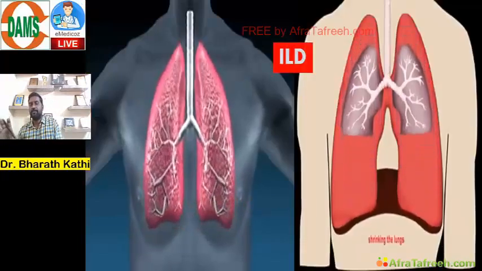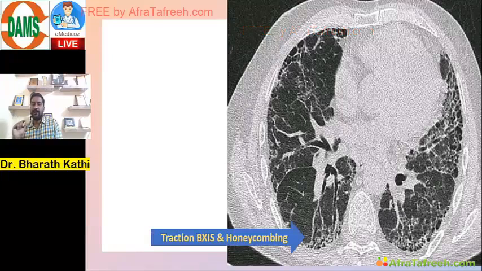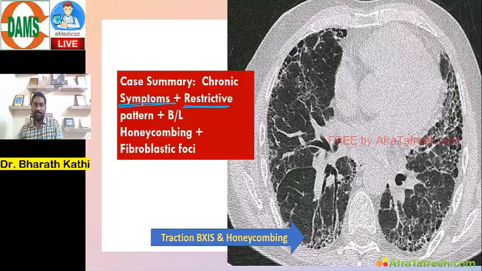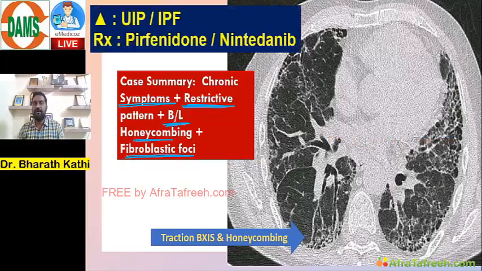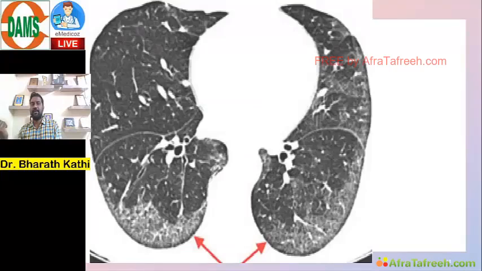Then in ILD, you must be knowing the differences between 2 common types. Now tell me, what is this? On CT chest, traction bronchiectasis, honeycombing. Clinically, patient is having chronic symptoms, restrictive pattern on spirometry, bilateral honeycombing, and his biopsy is showing fibroblastic foci. So what is this type of ILD? It is UIP, usual interstitial pneumonia. If you are unable to find out the cause, it is called IPF. So treatment will be pirfenidone, nintedanib.